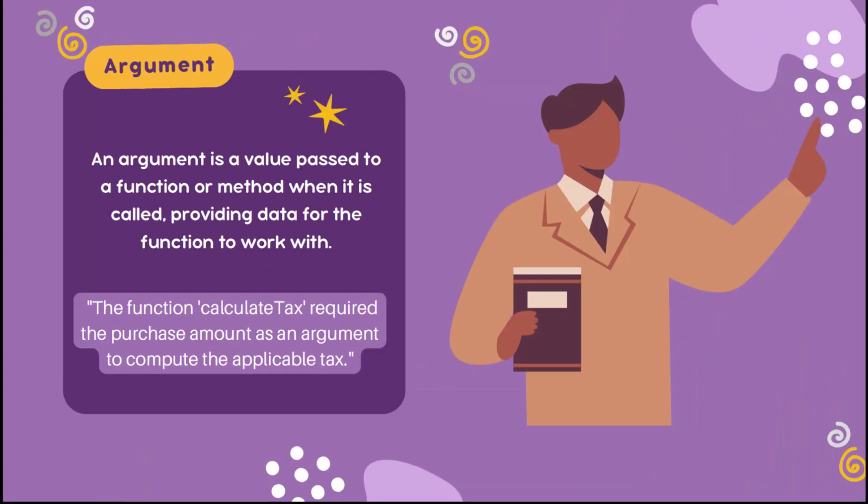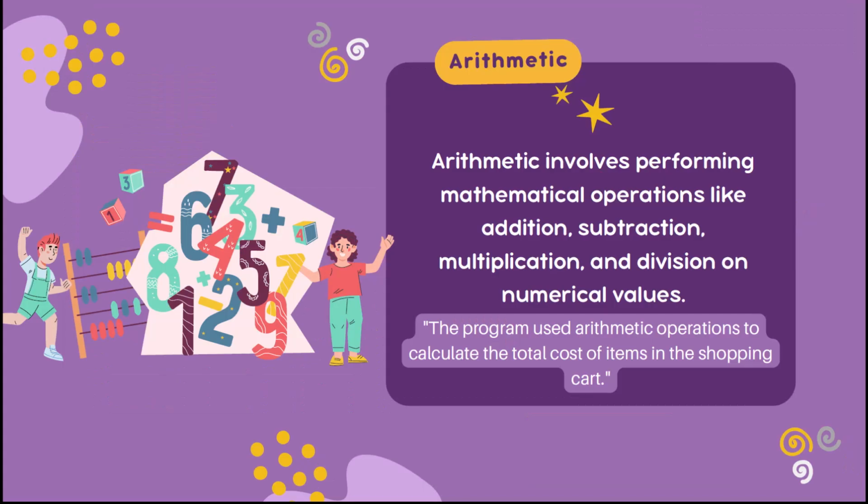Example: the callback function was defined as an anonymous function within the for each loop. Argument. An argument is a value passed to a function or method when it is called, providing data for the function to work with. Example: the function calculate tax required the purchase amount as an argument to compute the applicable tax. Arithmetic. Arithmetic involves performing mathematical operations like addition, subtraction, multiplication, and division on numerical values. Example: the program used arithmetic operations to calculate the total cost of items in the shopping cart.